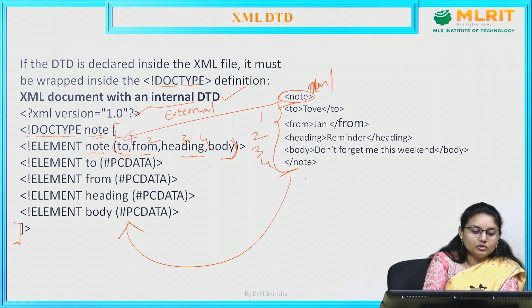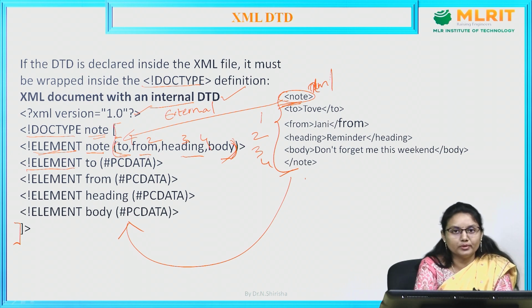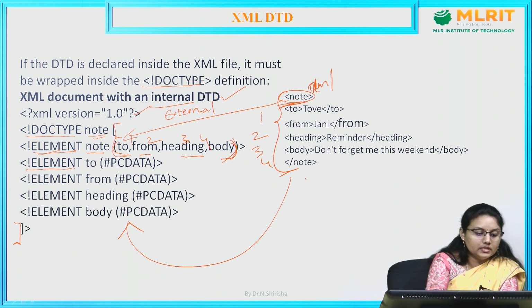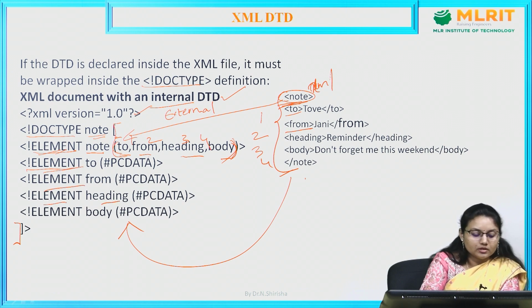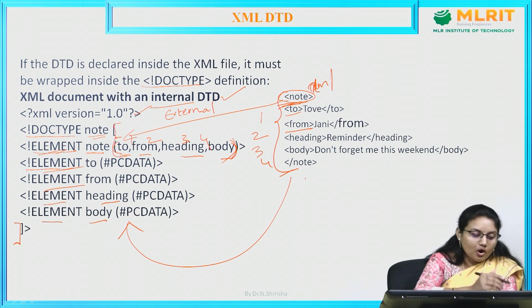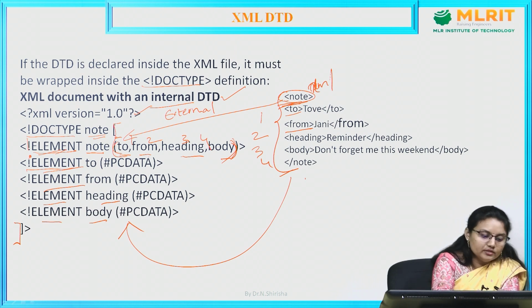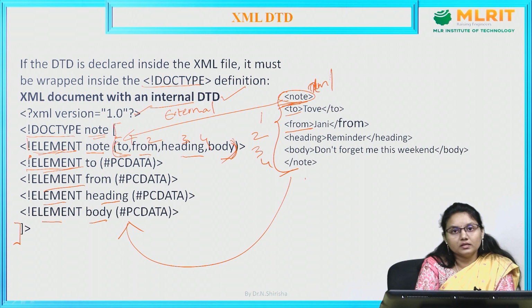After defining these things, we write element. What is this element? In my document, note is an element, which you are telling to the browser. To is an element, from is an element, heading is an element, body is an element. All the elements should be declared using an exclamation mark followed by ELEMENT. Element should be given in uppercase letters.